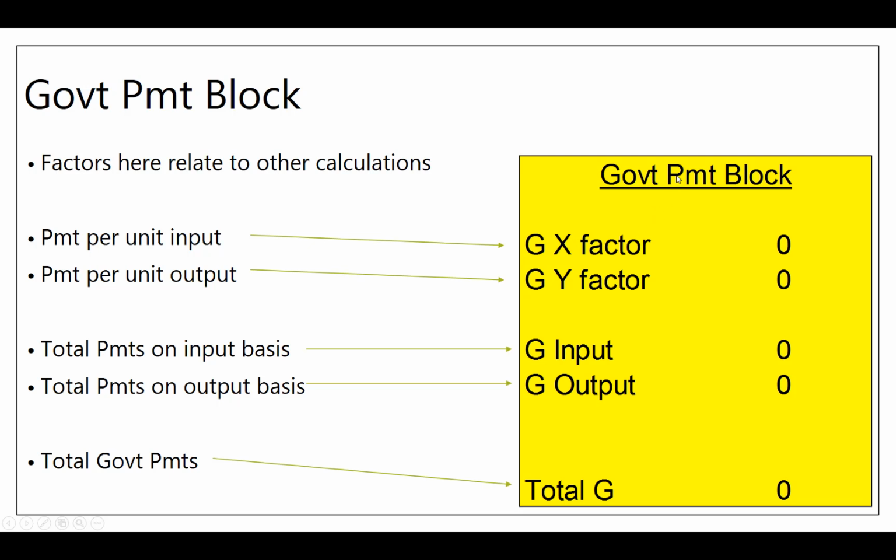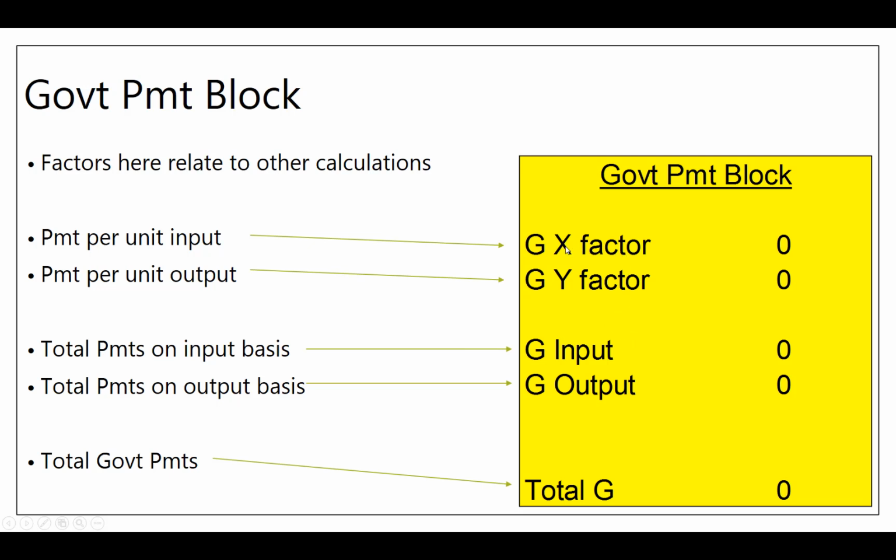So what I have done for the government payment block is to calculate a total government payment at the bottom, but it's built up from a few different things. So the first thing is, let's get the payment per unit input, and that's the X. The G is the government, X is for input. And so what do we get here as a per unit government payment that is tied to the use of input right here? And then here we're going to get a government payment factor that is tied to output. So this is the payment per unit output. And so these are 0 in the base case because there were no payments involved.